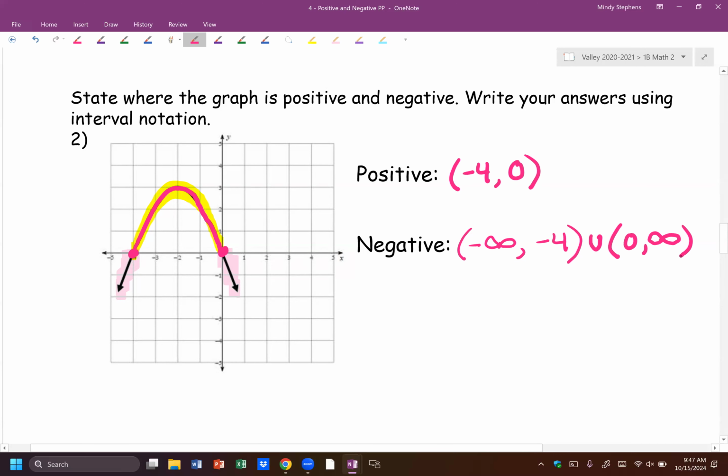And be careful with your infinities that they don't look like 8s. So just make sure they're kind of turned sideways, not up and down. So we don't get 8s and infinities mixed up. Okay, 3. Is that making sense? Do you have questions so far?